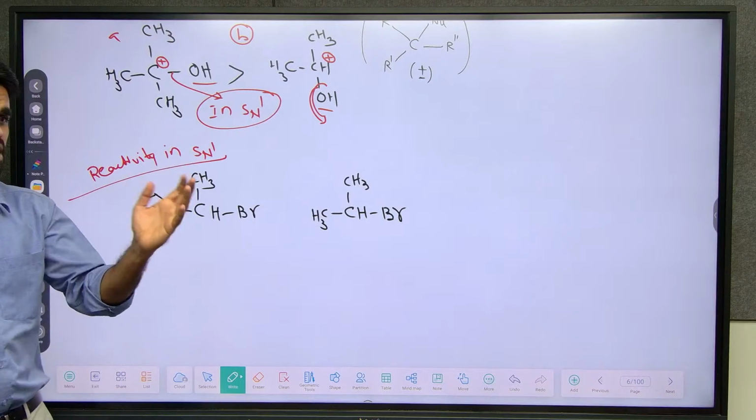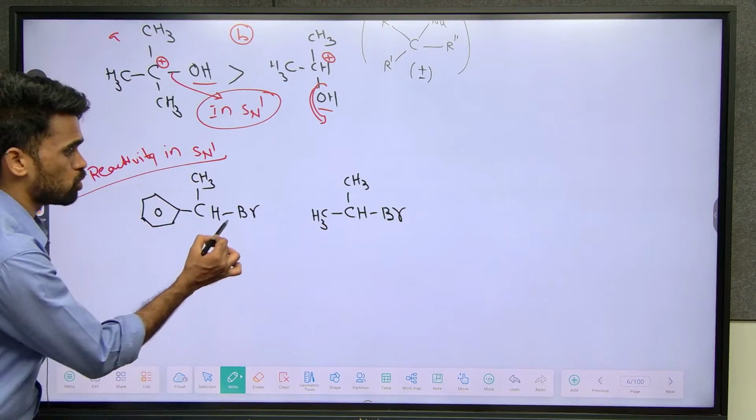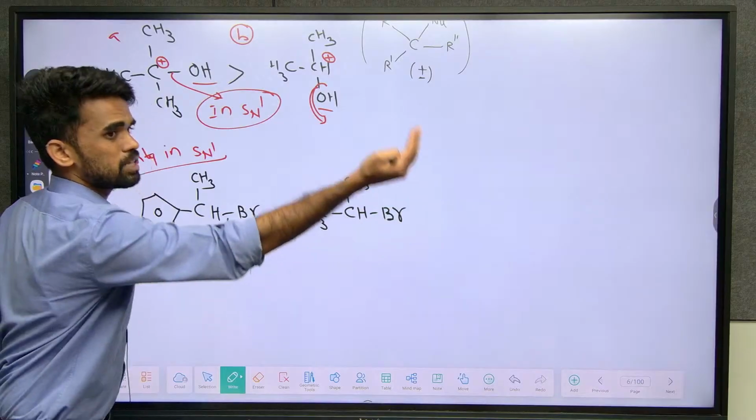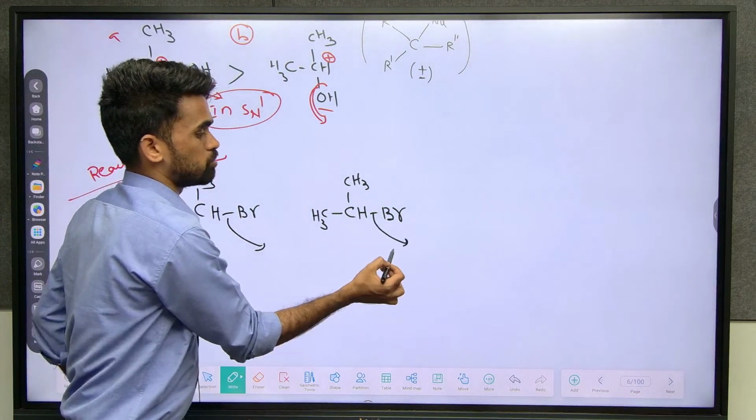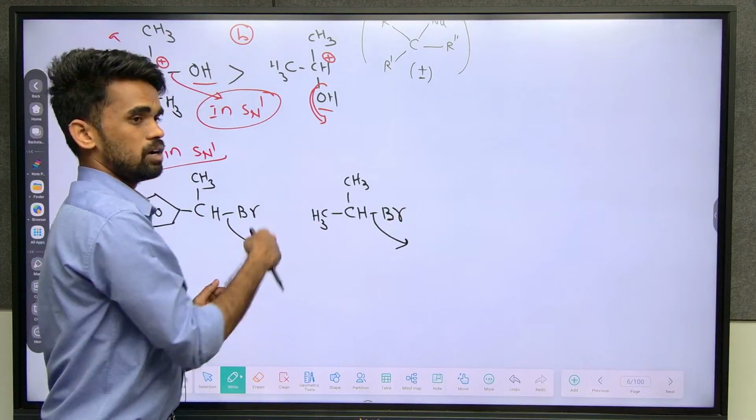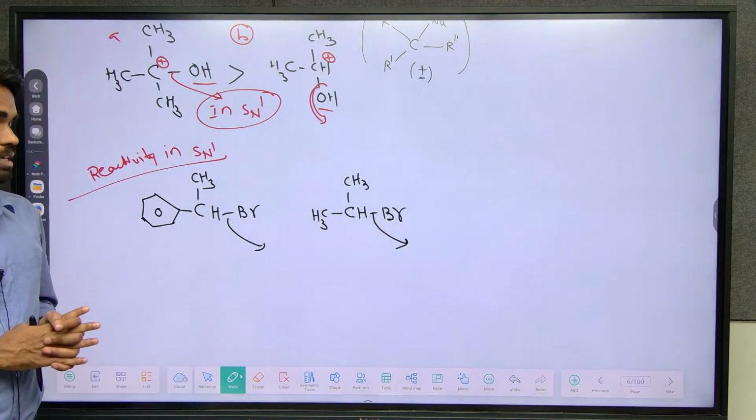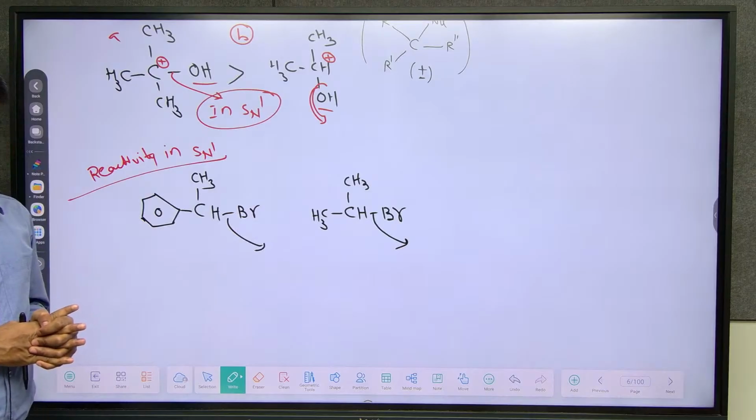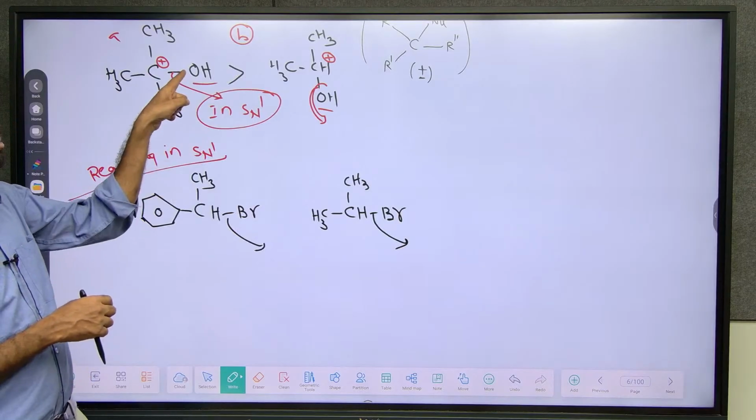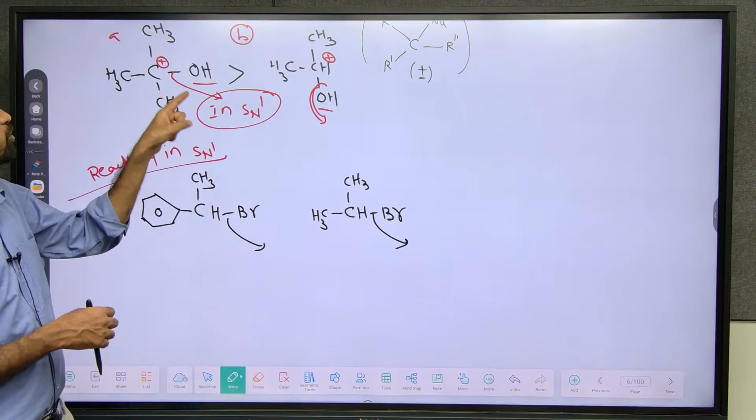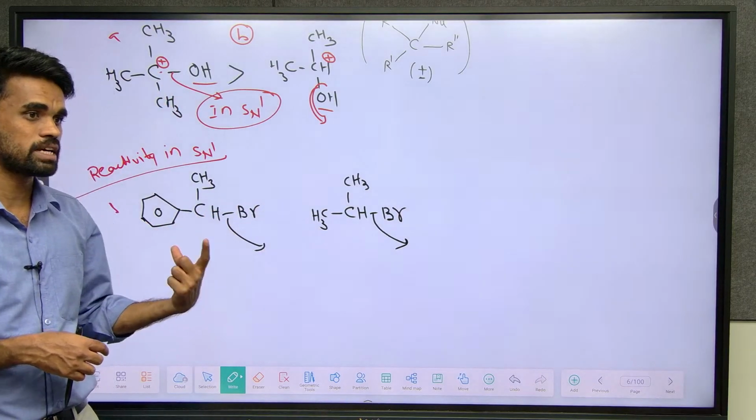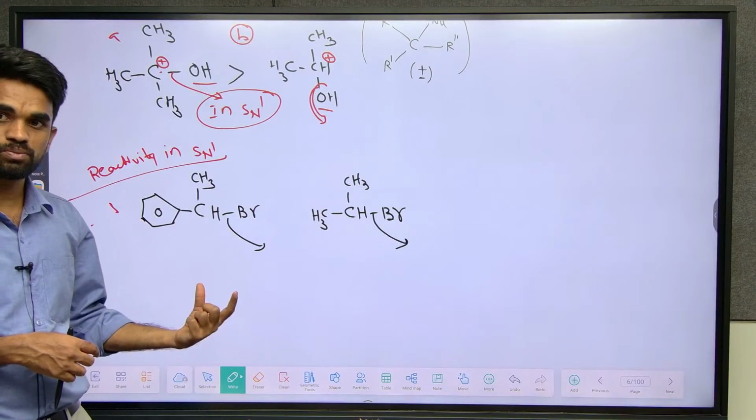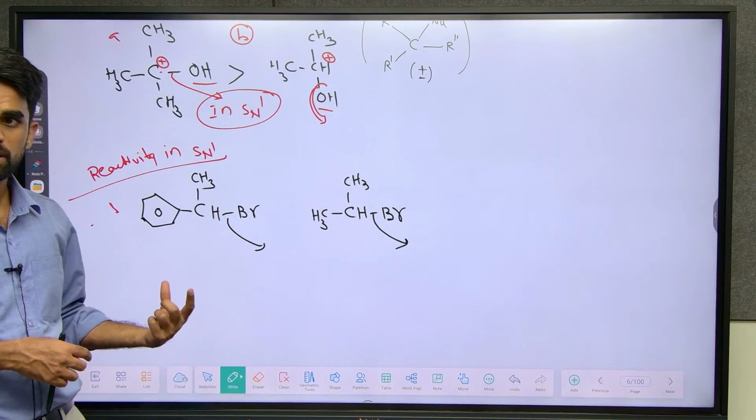SN1 means what? Substitution. Substitution means the bromide ion should come out and some other nucleophile will enter. So which bromide ion comes out easily, and you check the formation of carbocation. Which is more reactive, I am asking. What to do? There also I removed water, like OH. After removing, what is the charge being created? Here also you remove bromine. What is the charge you are creating? Which positive charge is more stable, first one or second one?